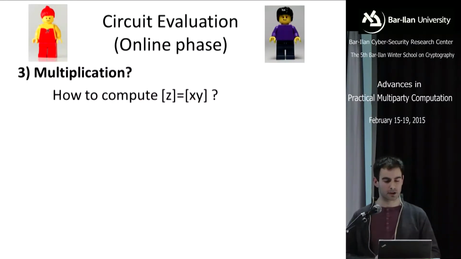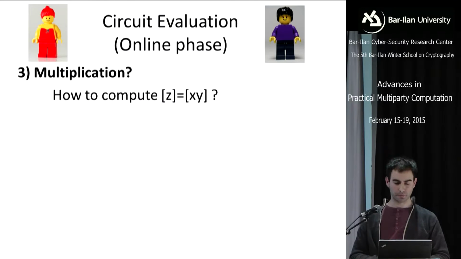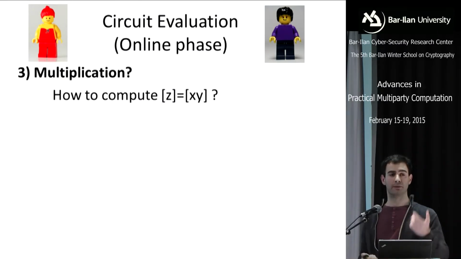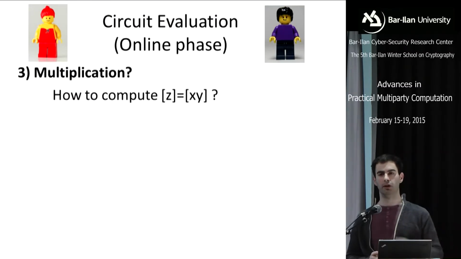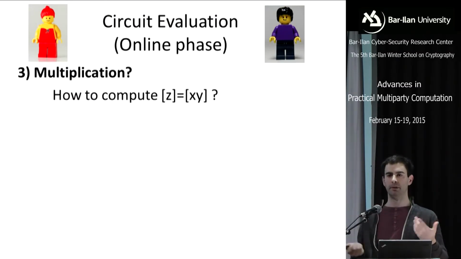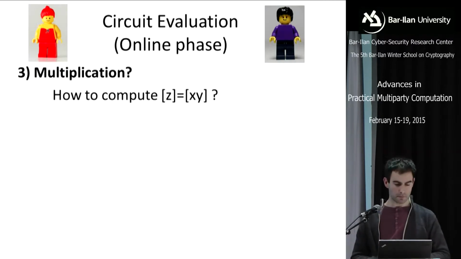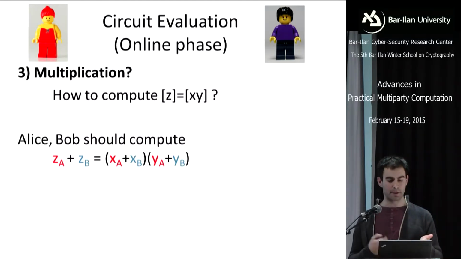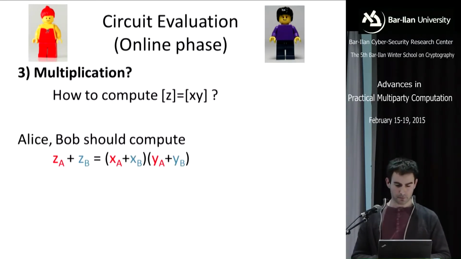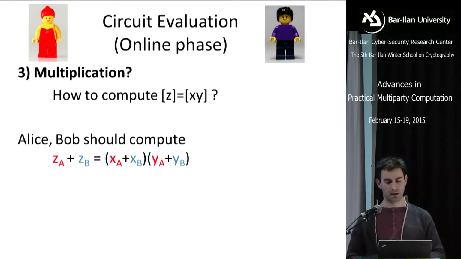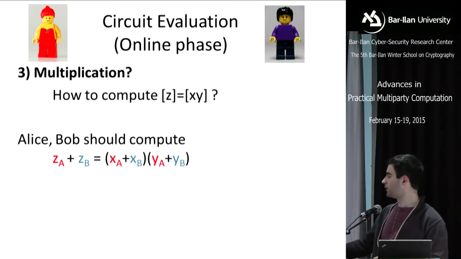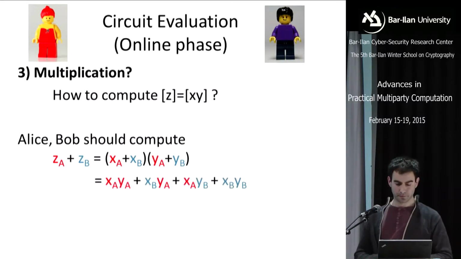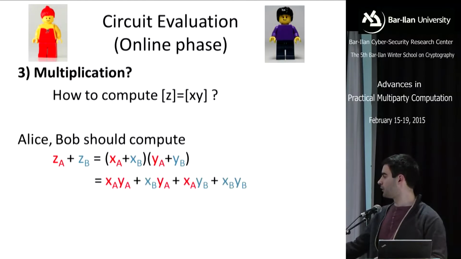So now let's get to the meat. How do we do multiplication? How do you compute z as the product of x times y, starting from two secret sharings of x and y? So if you have x in a box and y in a box, how do you compute x times y in a box? What we want is for Alice and Bob to compute za plus zb, which is xa plus xb times ya plus yb. Now all the red values are for Alice and all the blue values are for Bob, which if you expand this, gives you this very nice expression.